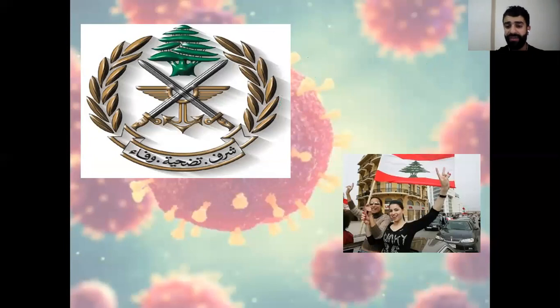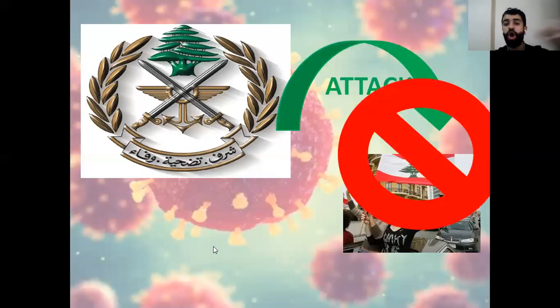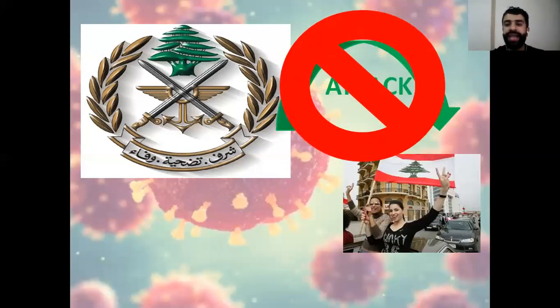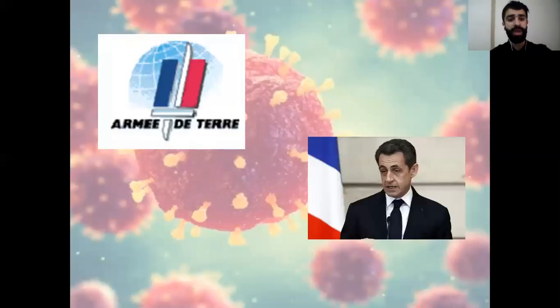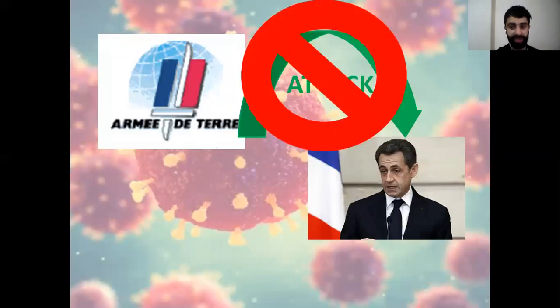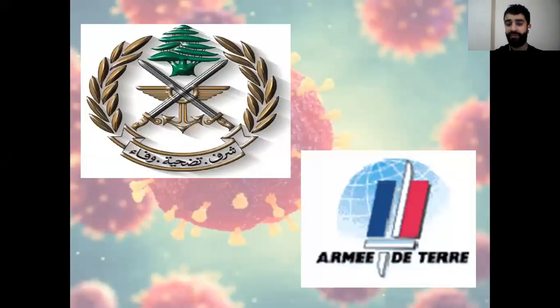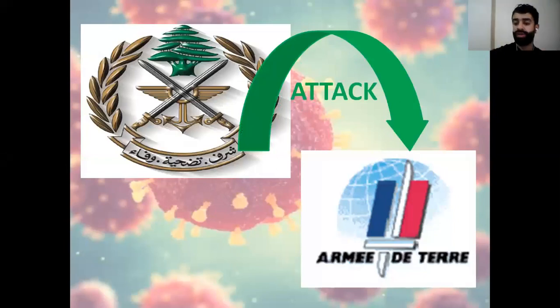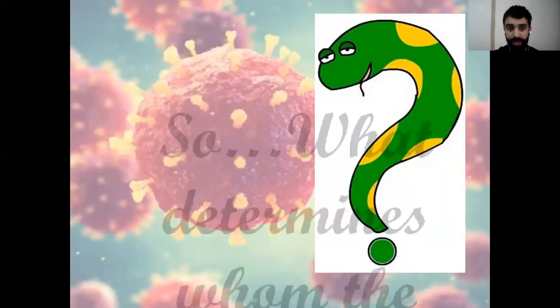While here we have Lebanese citizens. These Lebanese citizens belong to our country, to Lebanon. So the Lebanese army would not attack the Lebanese citizens because they belong to my body. Here we have the French army and the French president. The French president is not attacked by the French army. While if the French army attacks our country, the Lebanese army will attack them.